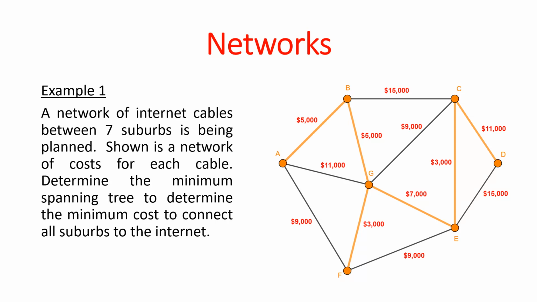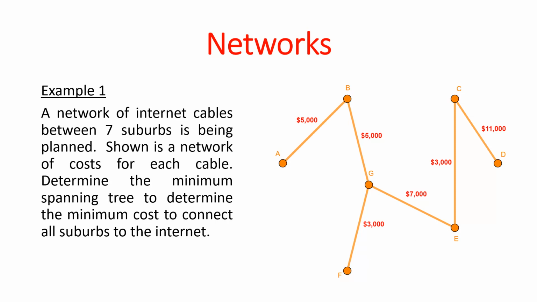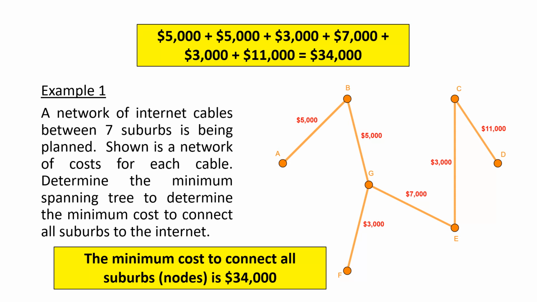So all I need to do now is add up those numbers there on the minimum spanning tree, and I can now answer the problem. The minimum cost to connect all suburbs or all nodes is $34,000.